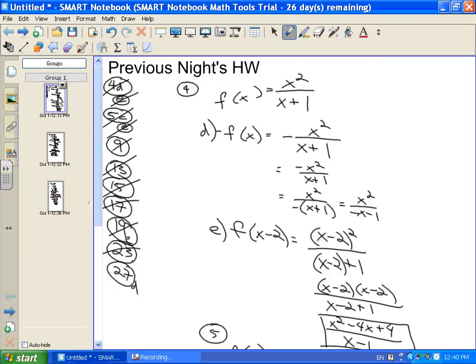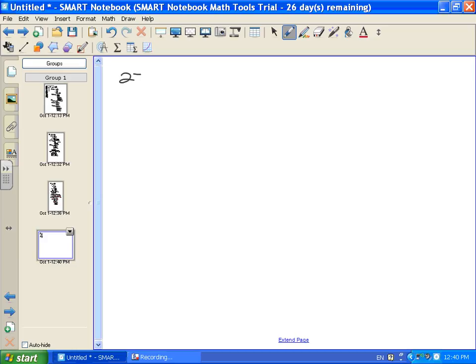Okay, and the last one here, 27D. Okay, 27. We've got a graph, and it wants to know whether the graph is symmetric with respect to the x-axis, the y-axis, or the origin. All right, so take a look at that graph. If I were to take everything on the left-hand side of that graph and flip it over the y-axis, would it lay right on top of what's over there on the other side? Nope. So it's not symmetric with respect to the y-axis.